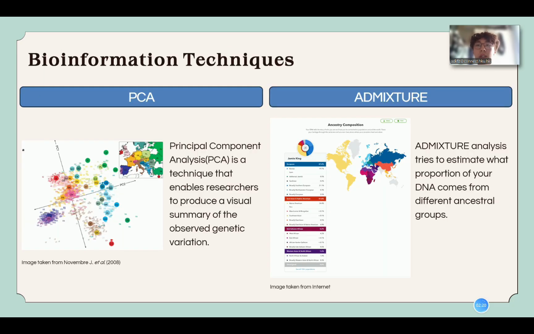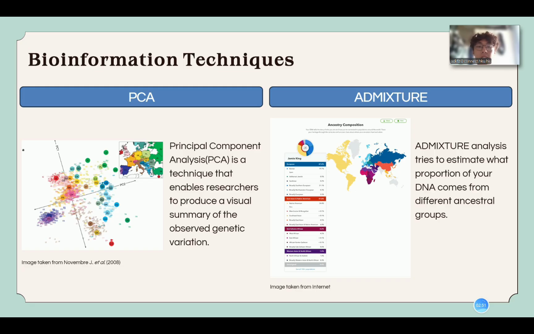So here I would like to introduce two common techniques in bioinformatics. So the first one is called PCA, or Principal Component Analysis. You don't need to remember the math behind this technique. Just think of it as plotting genomes on a map. People who share the ancestry will cluster together. Europeans cluster in one region, East Asians in another, Africans in another, and so on.